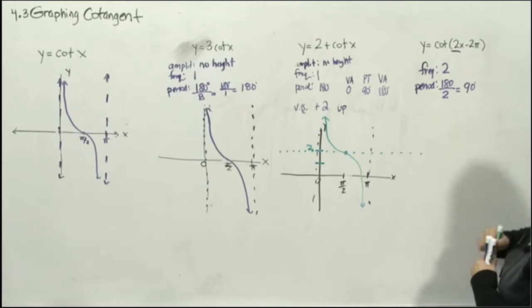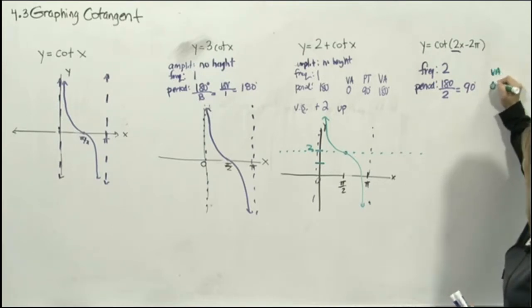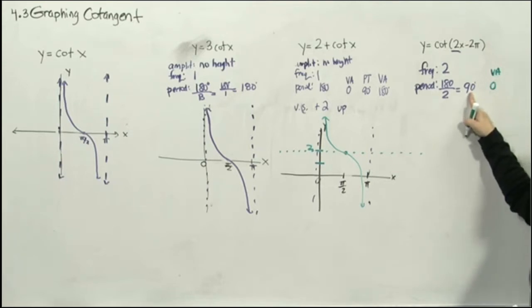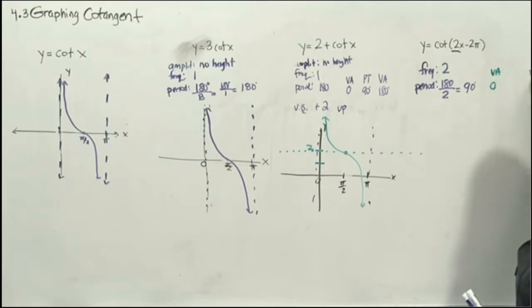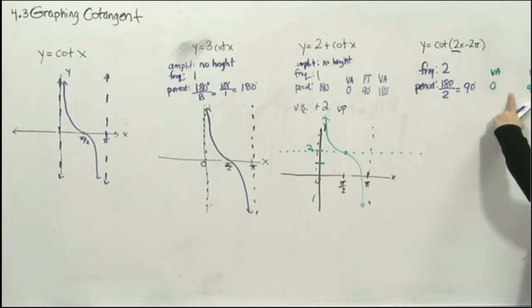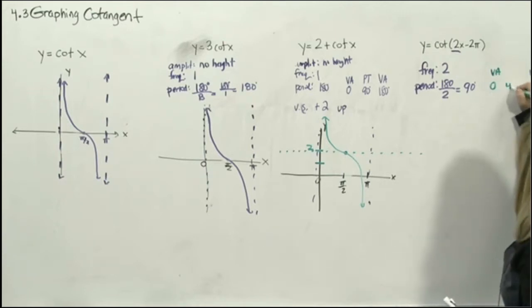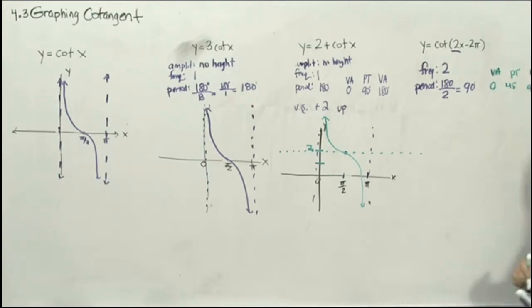So the vertical asymptote is at 0. But now you're saying the second asymptote won't be at 180. The second asymptote would only be at 90, which means the point would be in the middle. And halfway between the 0 and 90 is 45 degrees. So that's what I want you to understand is happening here.